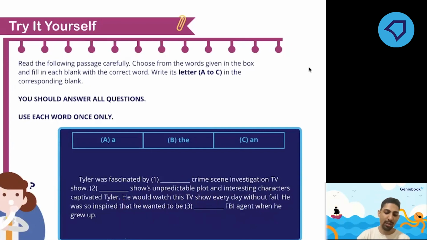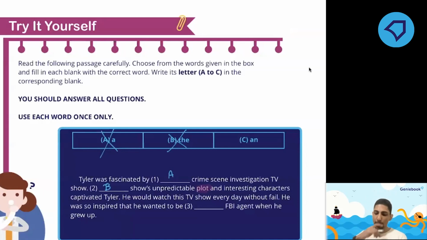We're talking about the plot. Plot, not plots. So how many shows are we talking about? We're talking about one show. Therefore, we now know that blank number 2 is the shows. Let's write the letter B. Cross it out. And blank number 1 should be a. He's fascinated by a crime scene investigation TV show. So maybe there are 3 crime scene investigation shows on TV, but 2 of them are lousy and just one of them gets his attention.